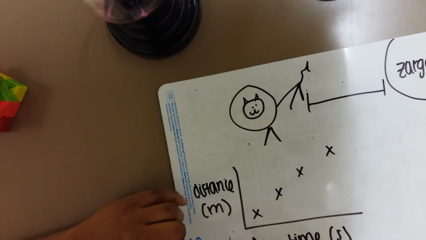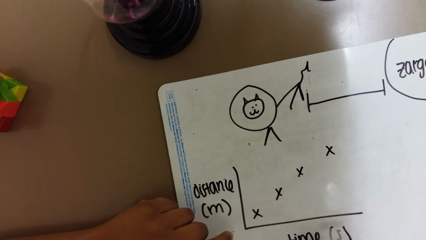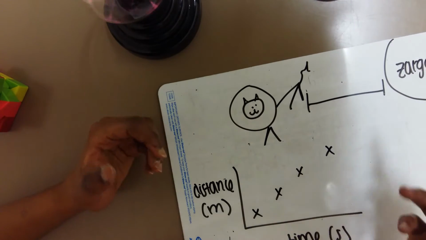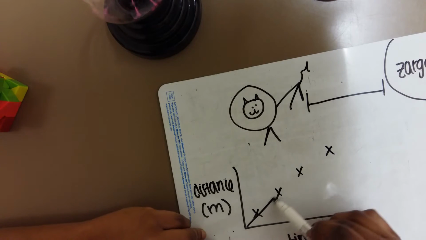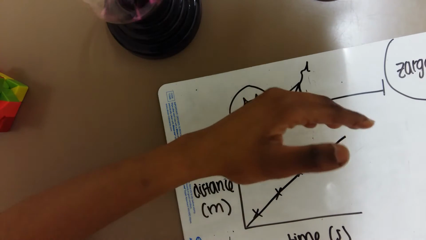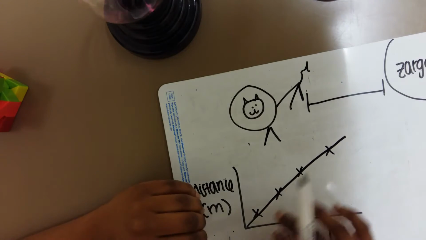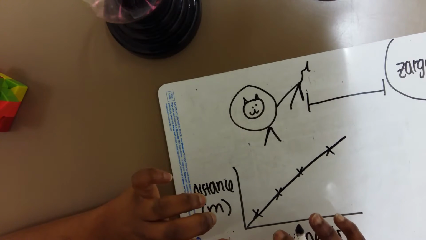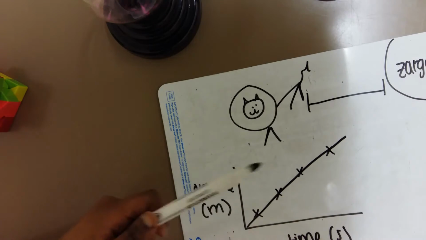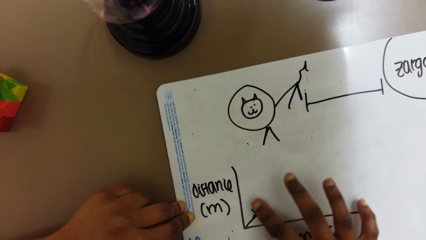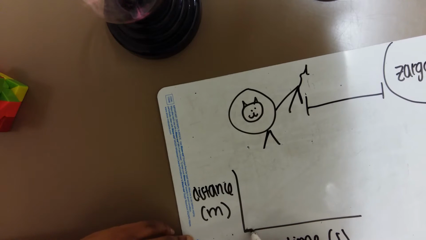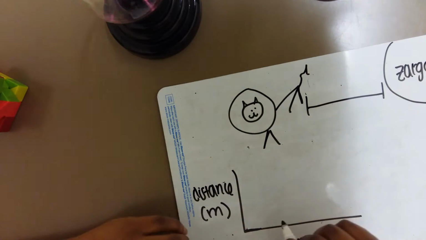the distance is increasing as the time increases, so the cat is getting further and further away from the planet Zargon. So if this was a perfect graph, that is a gradient that is definitely positive, and that is what it looks like with a speed that is constant, since the gradient of the graph is constant.